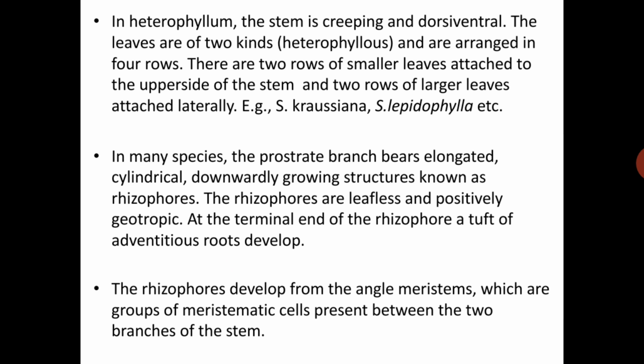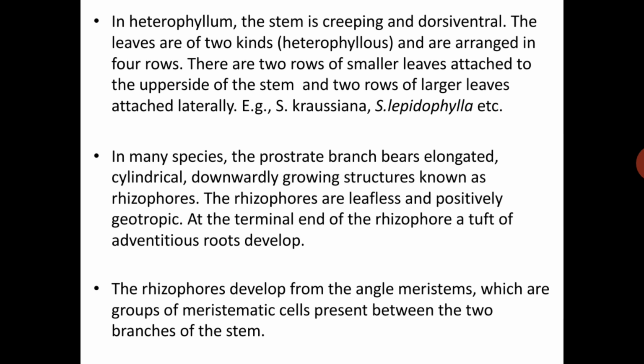And the second one is Heterophyllum. The stem is creeping and dorsiventral. The leaves are of two kinds here and are arranged in 4 rows. Isophyllous is nothing but Homophyllum. Here in Heterophyllum, the stem is creeping and the leaves are of the heterophyllous type, two kinds, arranged in 4 rows. There are 2 rows of smaller leaves attached to the upper side of the stem and 2 rows of larger leaves attached laterally. Right.